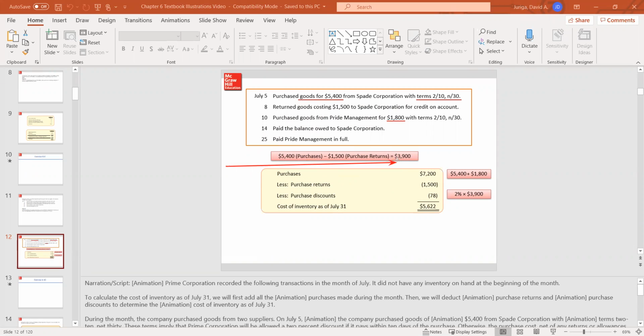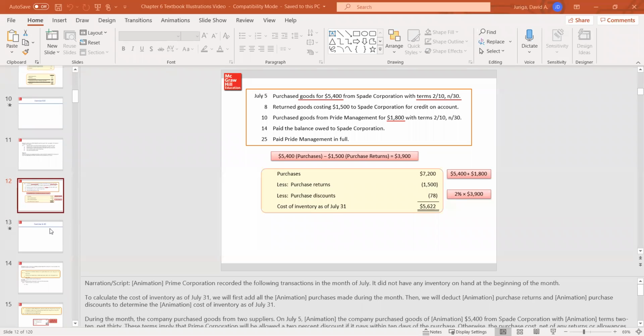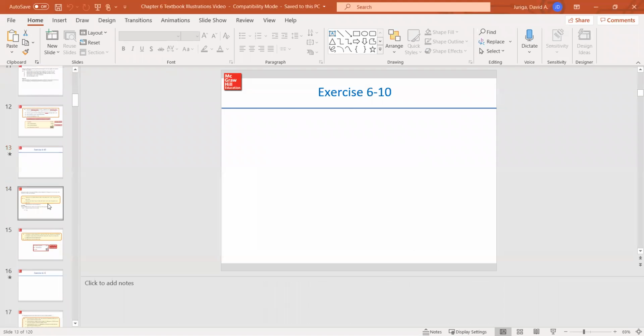And they're showing you this discount because we had that return. The discount was 2% of that 3,900. So that's a discount. And of course, the other return. And then you add up your other purchases, and you'll note this 1,800, we don't get a discount on that one. So if you just net these, your total cost should be right at 5,622. All right, next one.